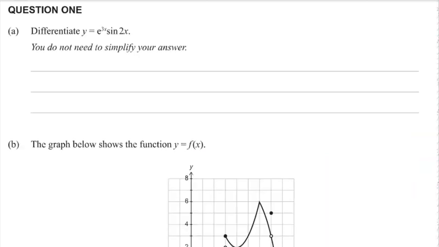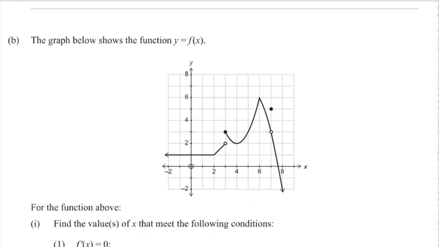Okay, 1A starts us off with a product rule. So dy by dx will be equal to, we differentiate the first part, times it by the original of the second part, add on the original first part times by the derivative of the second part, where sine differentiates to cos, but because we've got the 2 inside, that gets multiplied by 2 as well. And we don't need to simplify our answer, we can leave it as so.